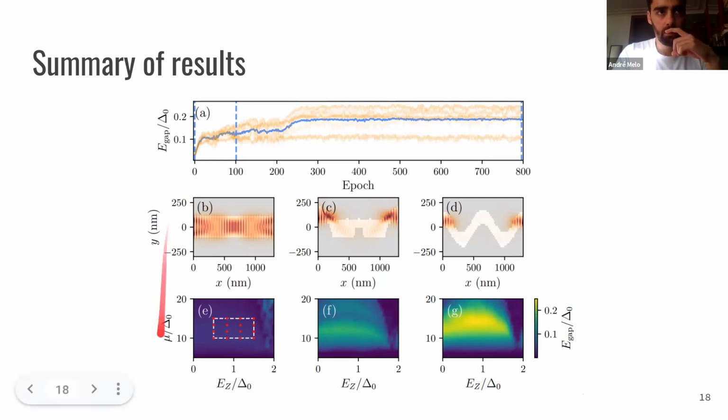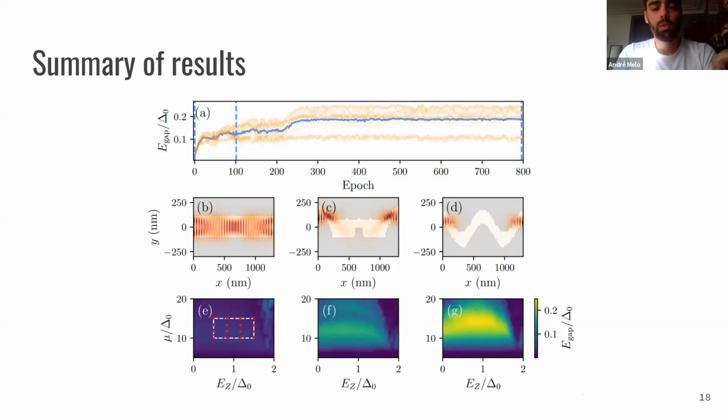Then in the bottom two rows, I show the shapes as well as the Majorana wave functions for 3 different iterations that I mark here with vertical lines. We start from a straight junction, then somewhere in between, and this is the final shape. And you see that the Majorana wave functions get much more localized. In the bottom row, I show the phase diagrams for each shape. And you see that the overall gap is much higher by the end of the optimization.